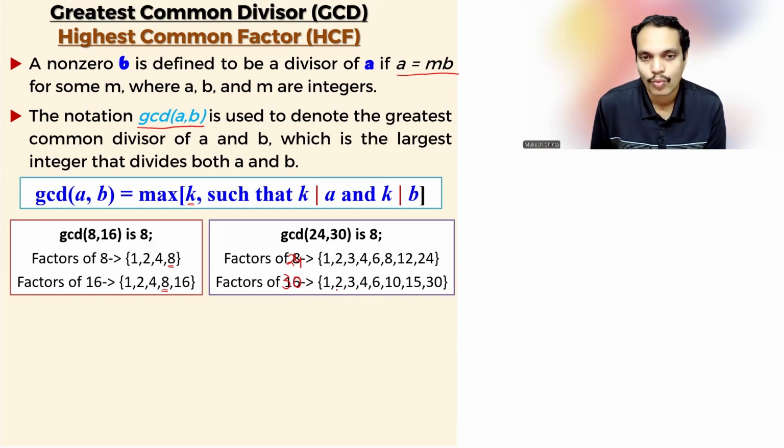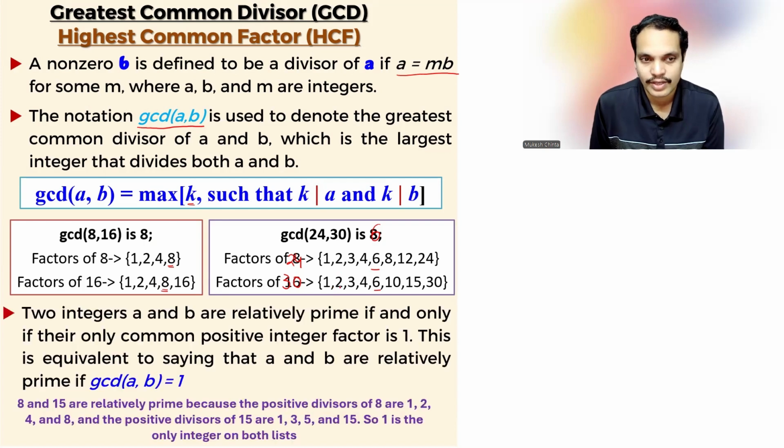Factors of 30 are 1, 2, 3, 4, 6, 10, 15, 30. Out of these both, once again, you search for the greatest common divisor. Out of this, you can find that the commonmost thing is 6. So the GCD of 24 and 30 is 6. You can find it from these two sets, isn't it?